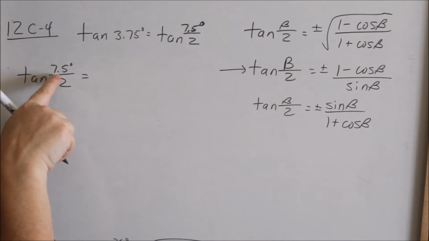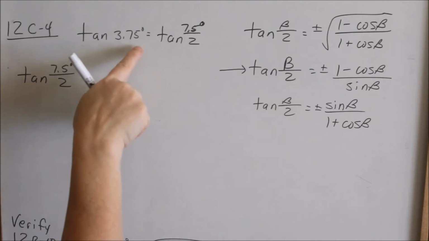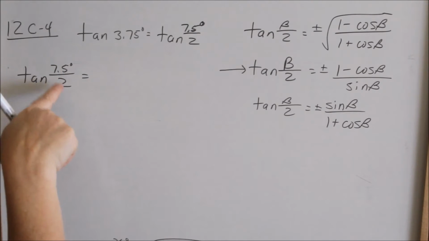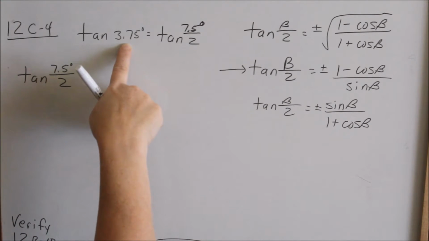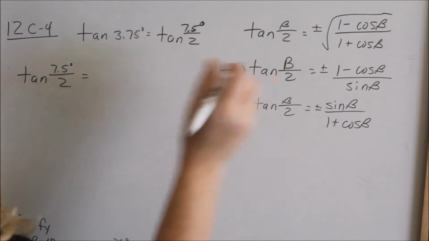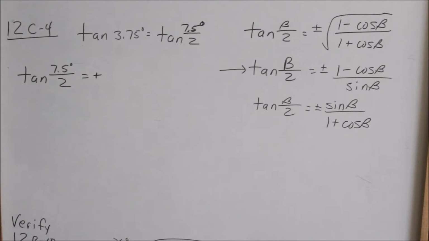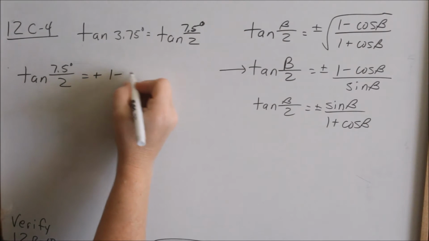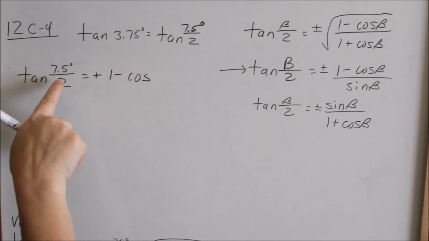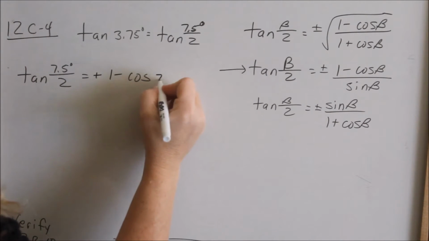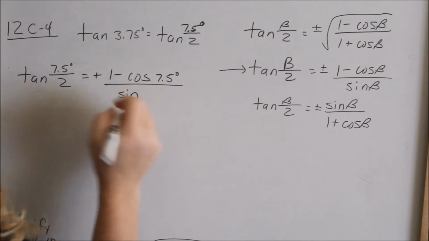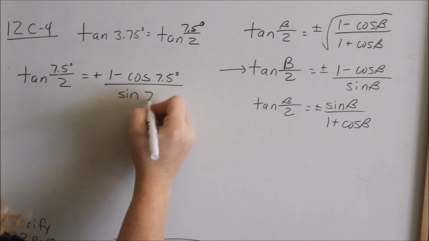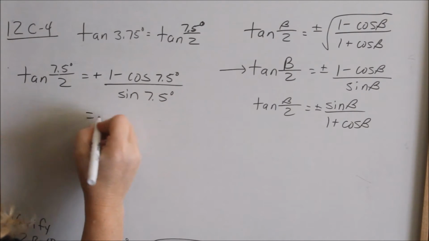So 7.5 degrees is my beta, and 7.5 divided by 2 is 3.75. I'm in quadrant 1, everything is positive in quadrant 1. So choosing my plus or minus, I'm using my positive because I'm in quadrant 1. 1 minus cosine of beta, and here beta is 7.5 degrees, all divided by sine of beta, and in this case my beta is 7.5 degrees.